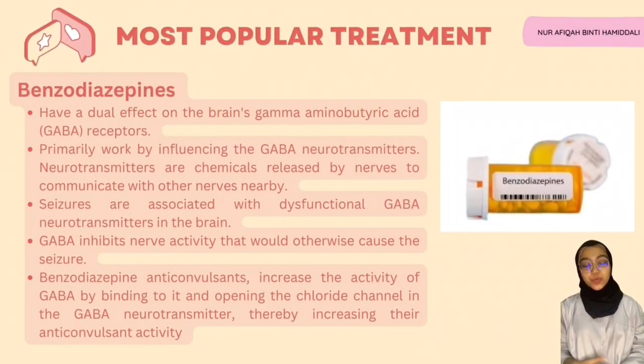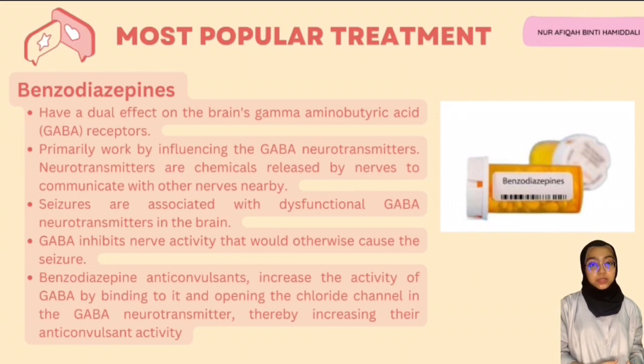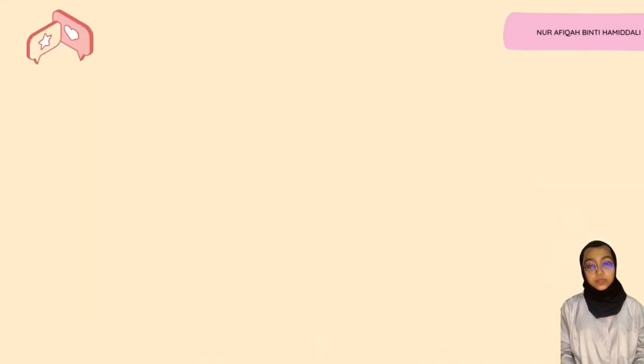Now let's take a look at the most popular treatments for seizure. Start off with benzodiazepines. They have a dual effect on the brain's gamma aminobutyric acid, which is GABA, receptors. They primarily work by influencing the GABA neurotransmitters, as seizures are associated with dysfunctional GABA neurotransmitters in the brain. This is because GABA inhibits nerve activity that would cause the seizure. Benzodiazepines act as anticonvulsants, increasing the activity of GABA by binding to it and opening the chloride channel in the GABA neurotransmitter, thereby increasing its anticonvulsant activity.